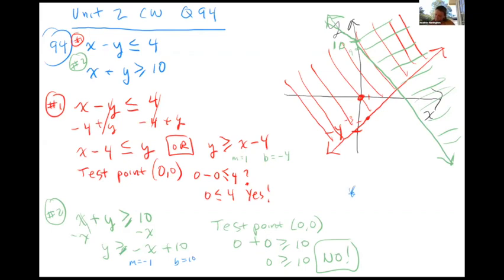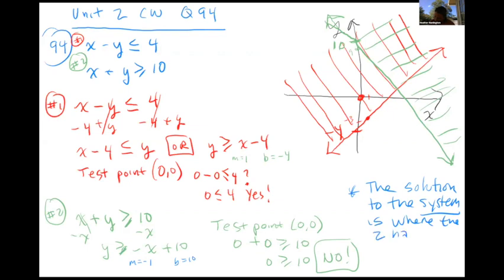Now, what is the final solution of the system? It's going to be where those two half planes overlap. The solution to the system is where the two half planes overlap.